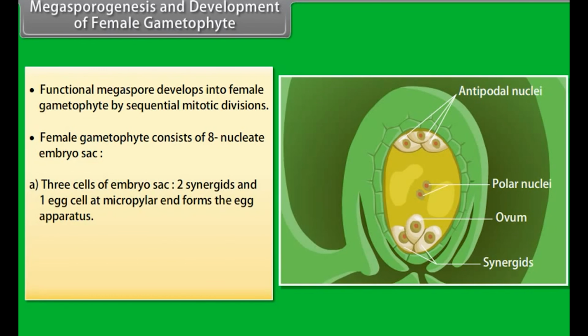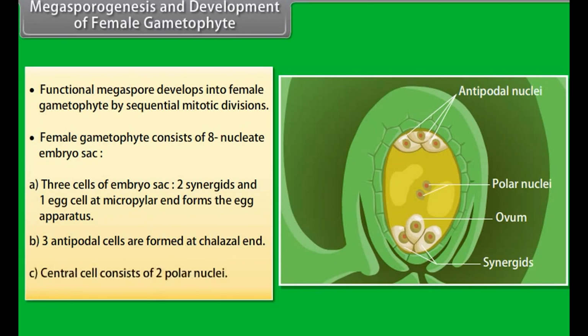A. 3 cells of embryo sac, 2 synergids and 1 egg cell at micropylar end, form the egg apparatus. B. 3 antipodal cells are formed at chalazal end. C. Central cell consists of 2 polar nuclei.